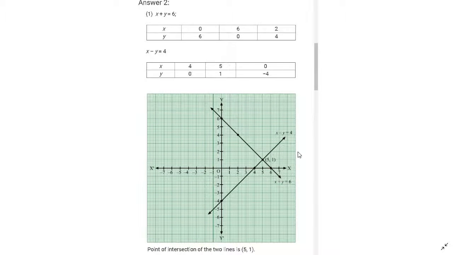So we have to calculate the point of intersection. Where is the point of intersection? Point of intersection is 5 comma 1. Always write the value of x first, and then y. 5 comma 1 is our point of intersection and the solution.